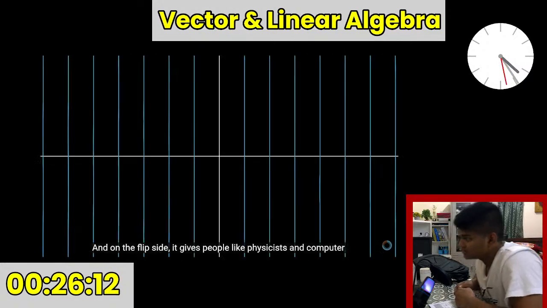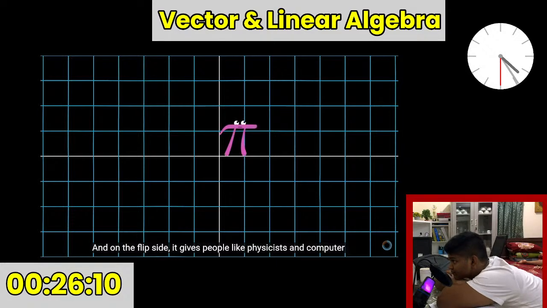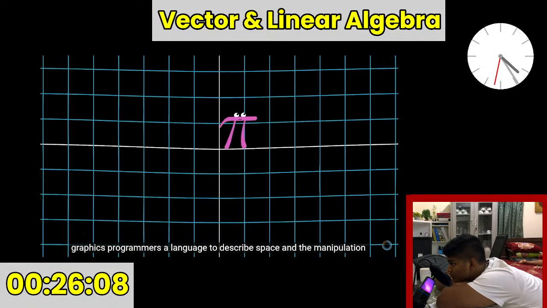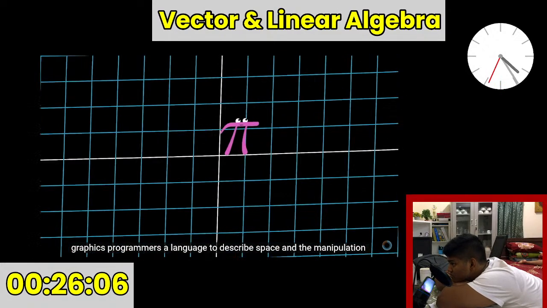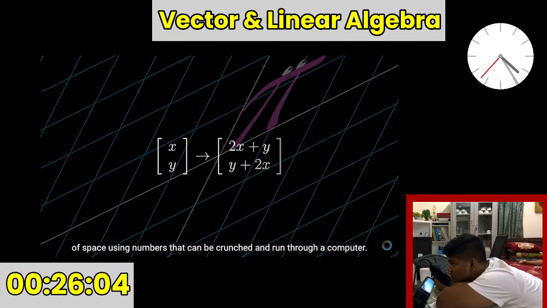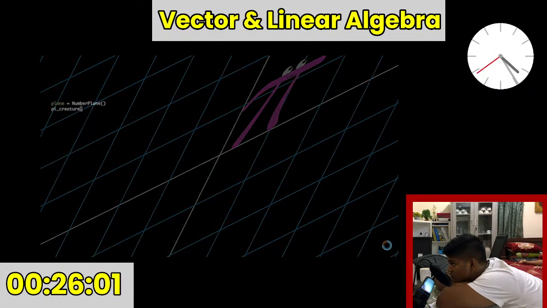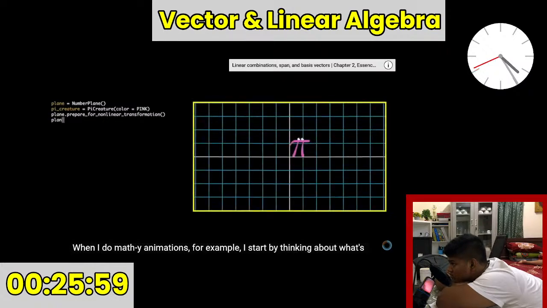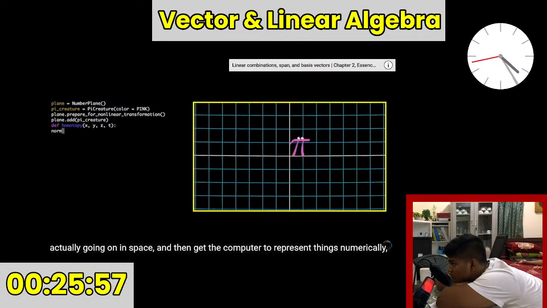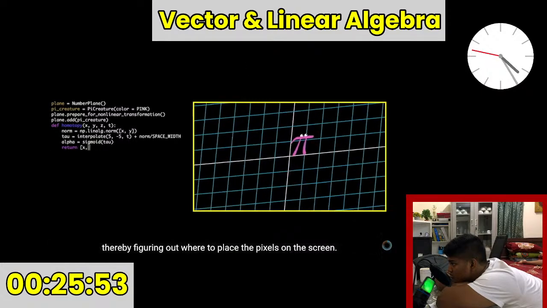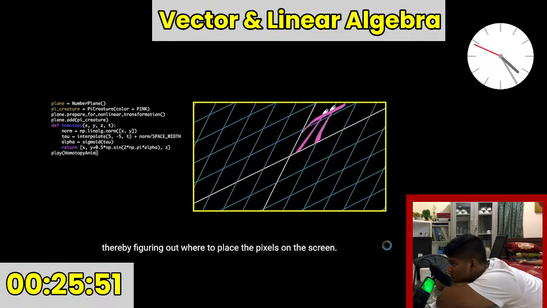And on the flip side, it gives people like physicists and computer graphics programmers a language to describe space and the manipulation of space using numbers that can be crunched and run through a computer. When I do mathy animations, for example, I start by thinking about what's actually going on in space and then get the computer to represent things numerically, thereby figuring out where to place the pixels on the screen.